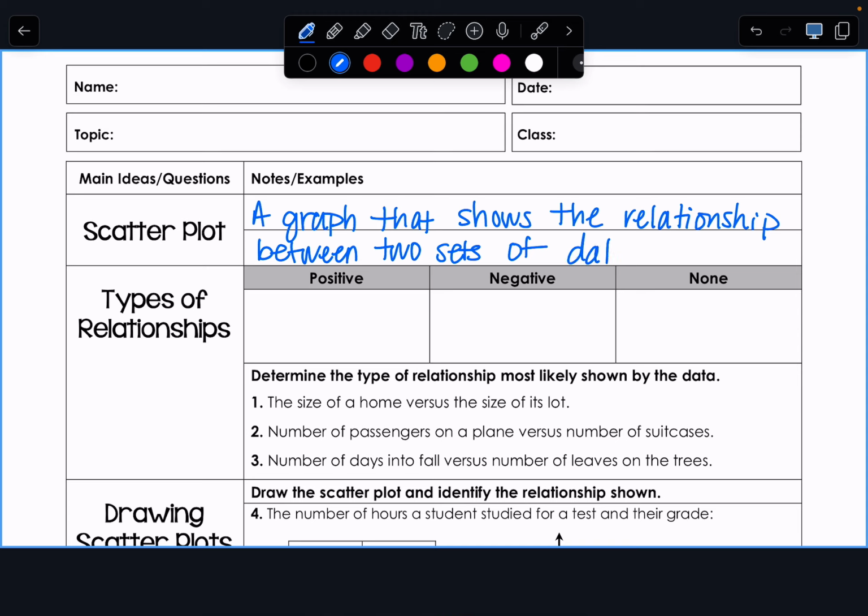Okay, what I need you to do is write down this sentence at the top of page 24, and then we're going to talk through these examples, okay?